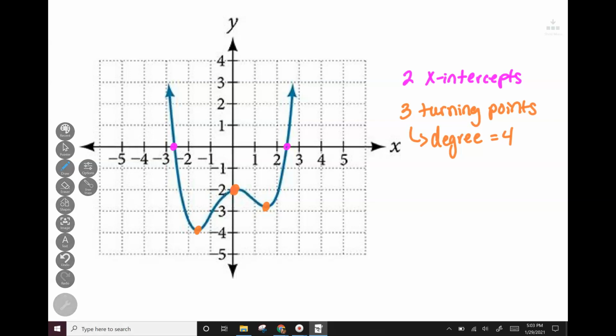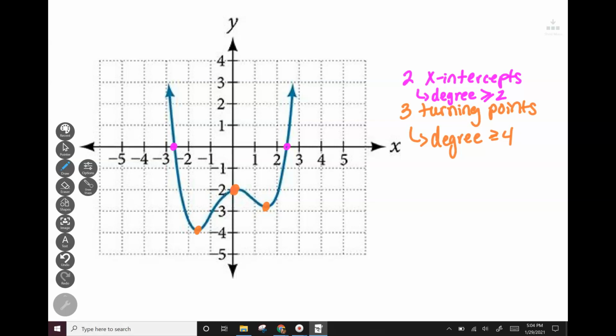And then our 2 x-intercepts up here, that's telling us that your degree is at least 2. So maybe I should put that on both. Your degree must be at least 2 to have 2 x-intercepts. Your degree needs to be at least 4 to have 3 turning points.